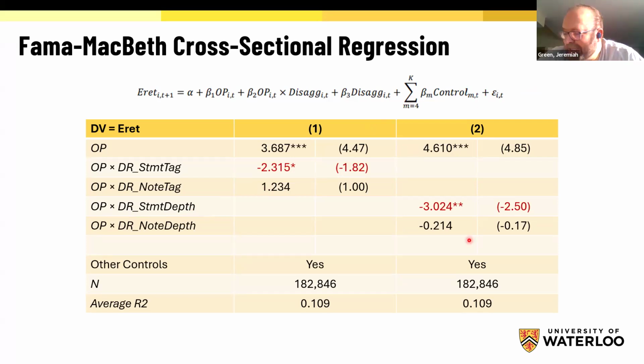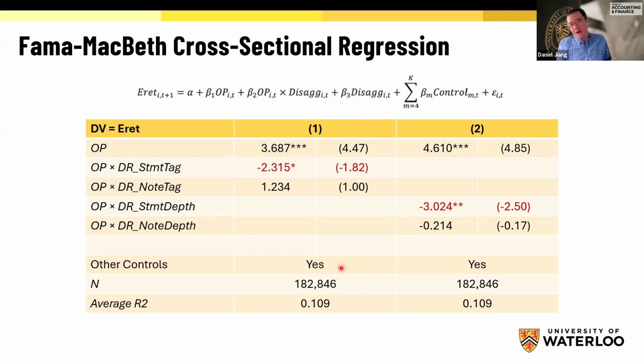Sorry, one more, Daniel. Sorry, I don't want to be the only person asking stuff, but the tags, they have to tag. This is just my stupidity about this. They have to tag notes also, not just the face of the financial statements?